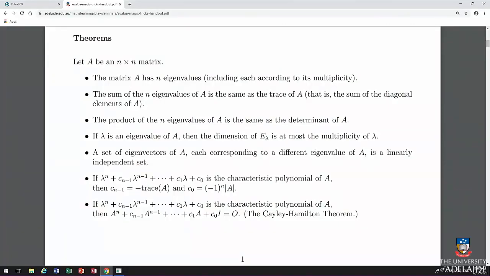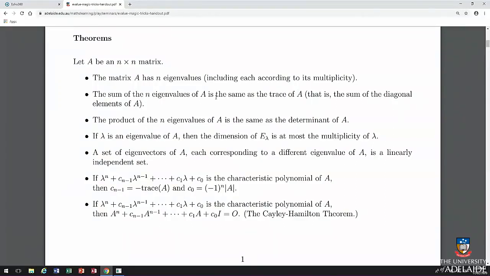Okay? And if you've got an eigenvalue, then the dimension of the eigenspace is at most the multiplicity. So we saw that when we got an eigenvalue with multiplicity 2, the eigenspace ended up with 2 basis vectors. That generally happens, but it doesn't have to have 2. It's allowed to have less than that. And if you get 2 different eigenvectors that go with different eigenvalues, then they're linearly independent. And the coefficients of the characteristic polynomial can also be built out of the eigenvalues.